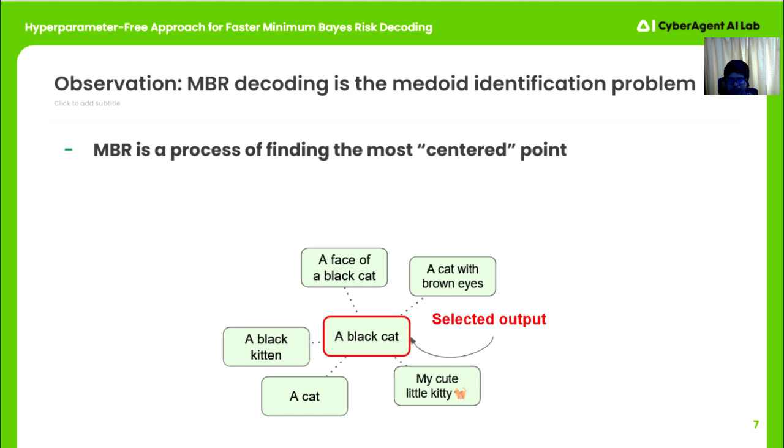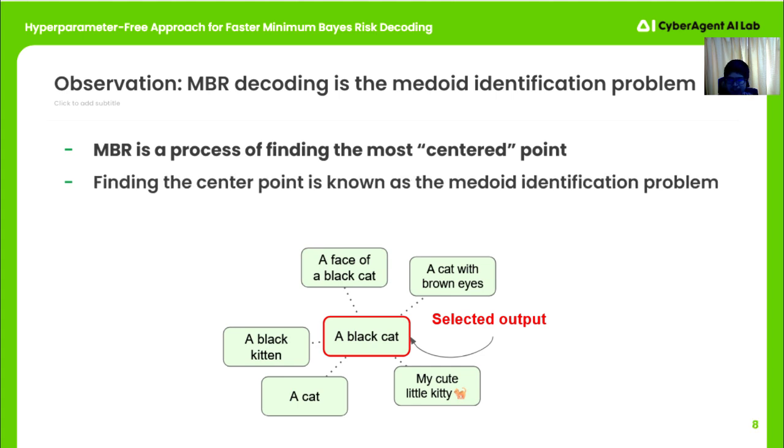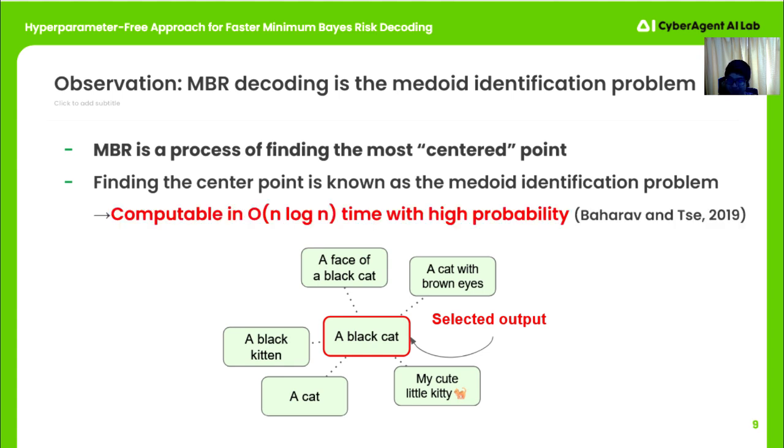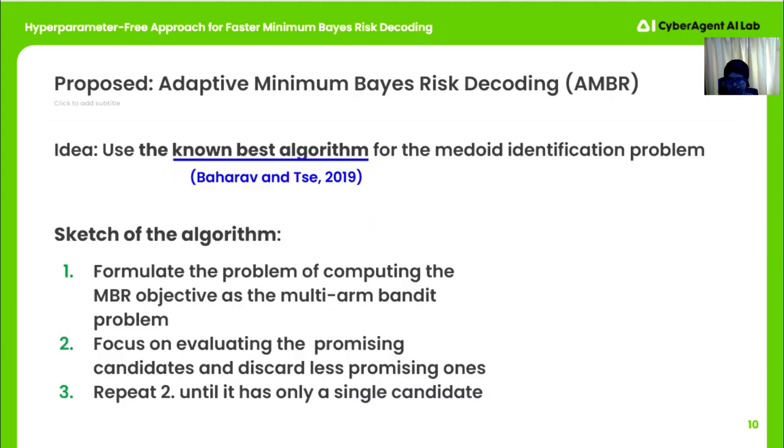We start from the observation that MBR decoding is the medoid identification problem, which I'm going to explain. MBR is a process of finding the most centered data point, right? And finding the center point out of a dataset is known as the medoid identification problem. This problem is computable in n log n time with high probability. So why don't we use this in MBR?